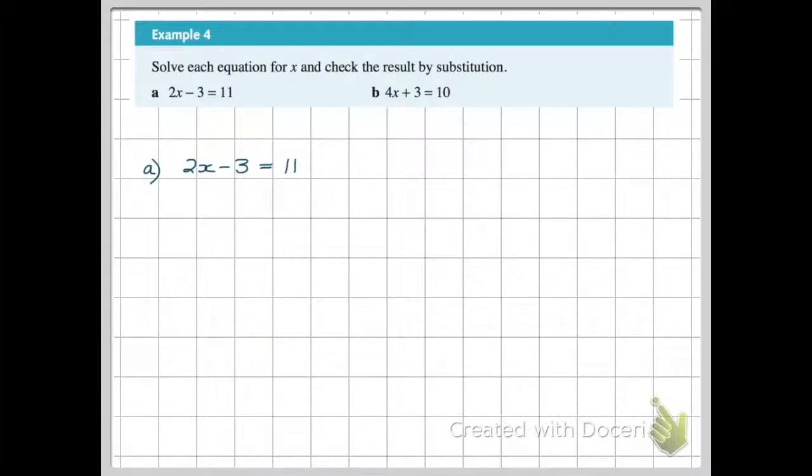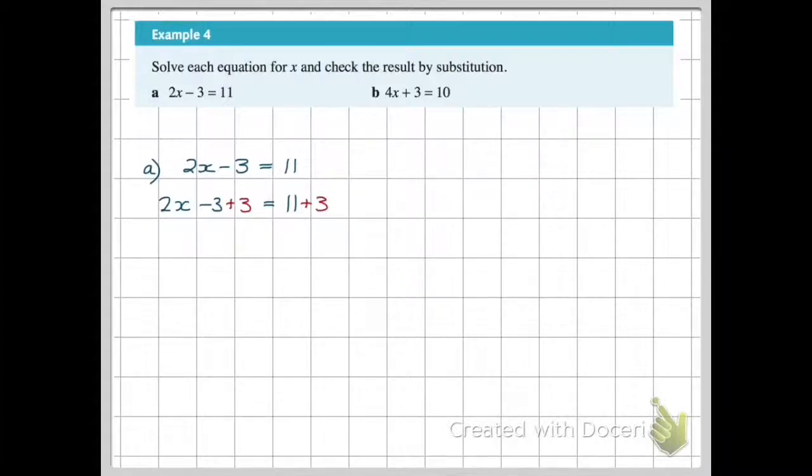Okay, let's look at some examples. 2x minus 3 equals 11. Our dream is to get x by itself so that x equals a number. So that minus 3 on the left, we want to make that disappear. The opposite of subtracting 3 is adding 3, so we add 3 to both sides. Remember that whatever you do to one side of the equation, you must do exactly the same to the other, so that the equation still balances.